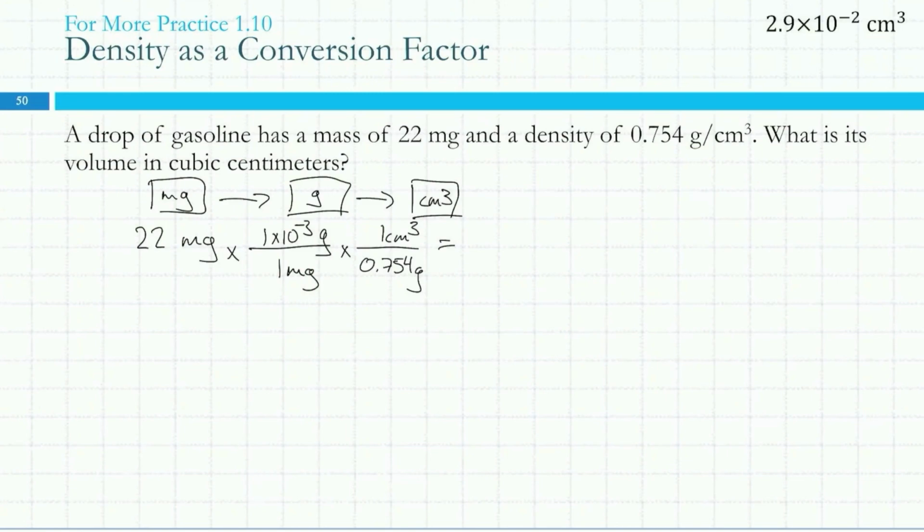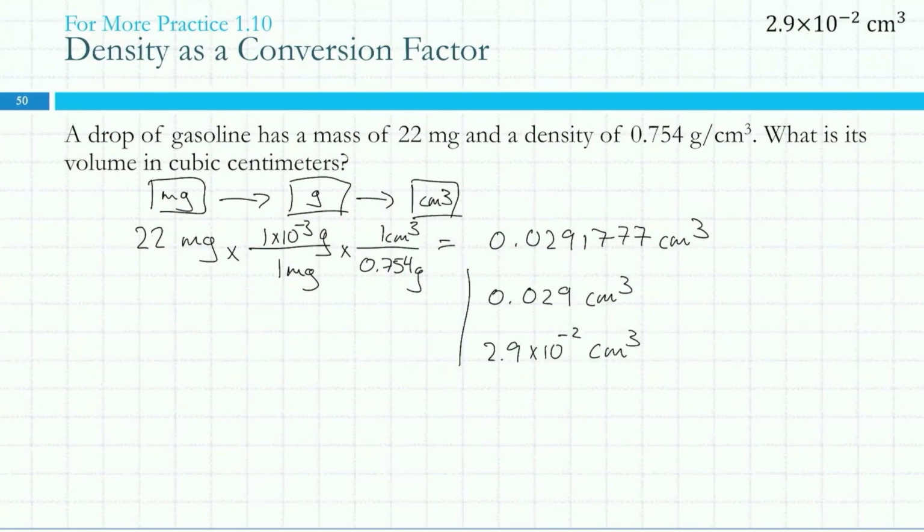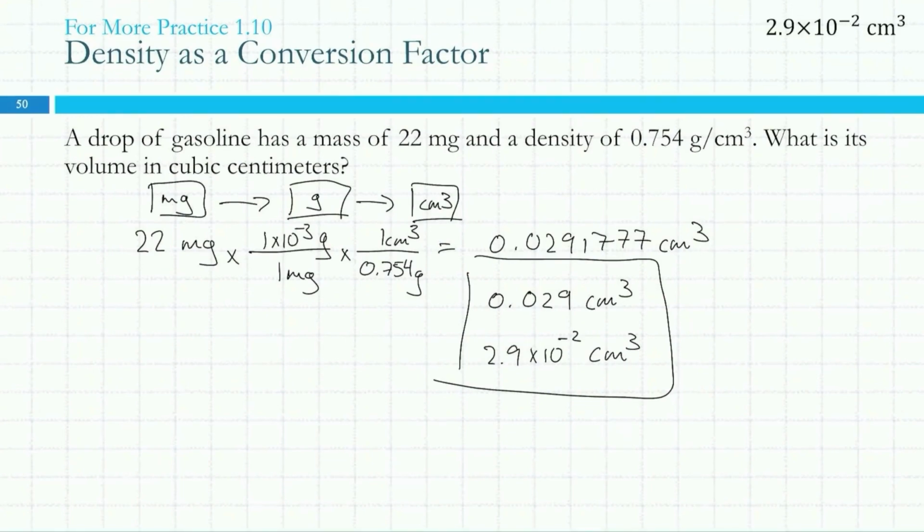So now 22 times 1e to the negative 3 divided by 0.754. And then we got to do sig figs. So in this case, either of these means the same thing and has the same number of sig figs. With small numbers, it doesn't always need to be in scientific notation. Okay. Good. Any questions? No?